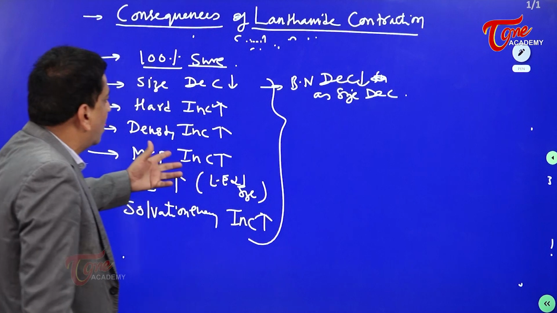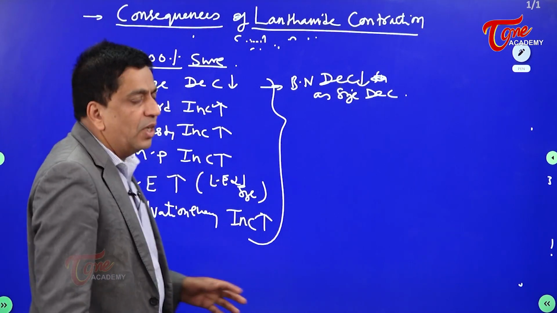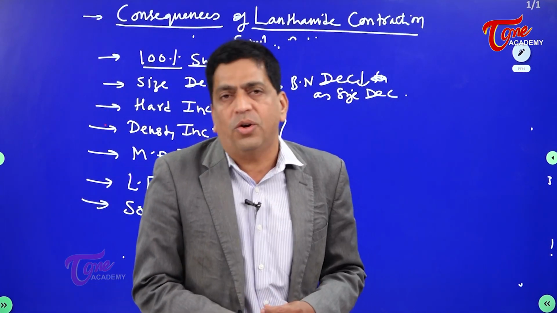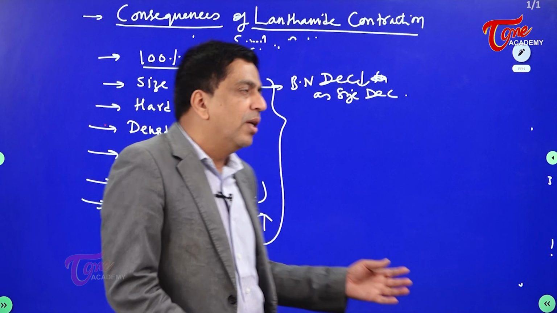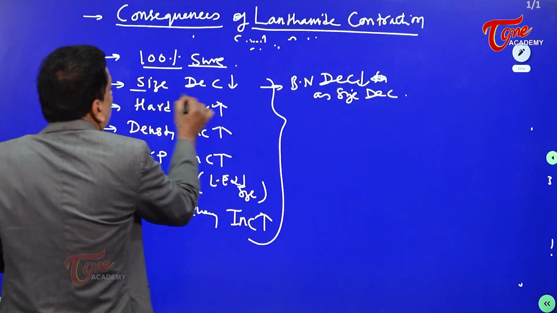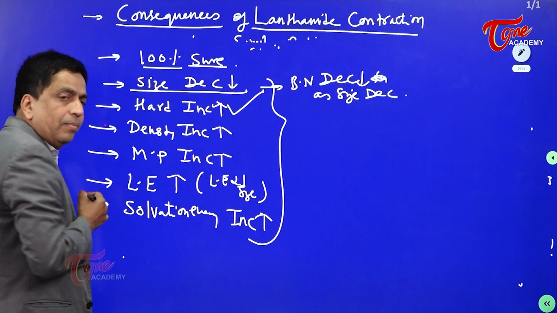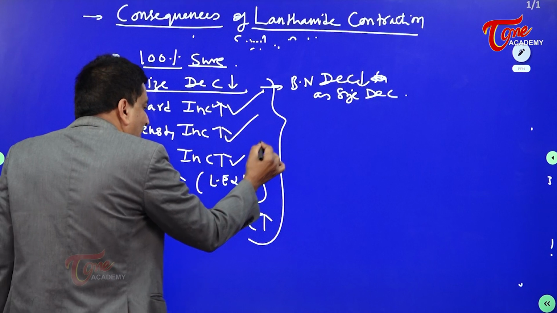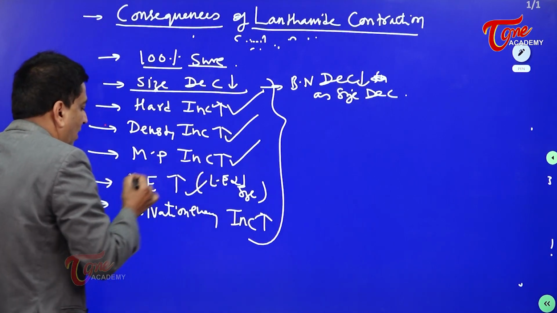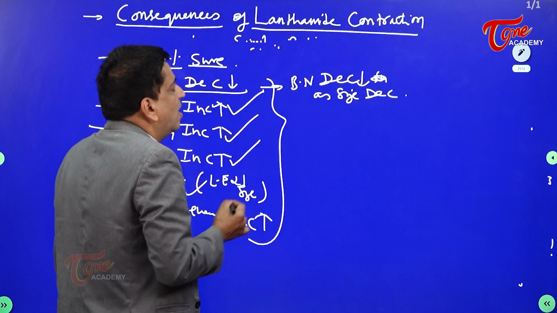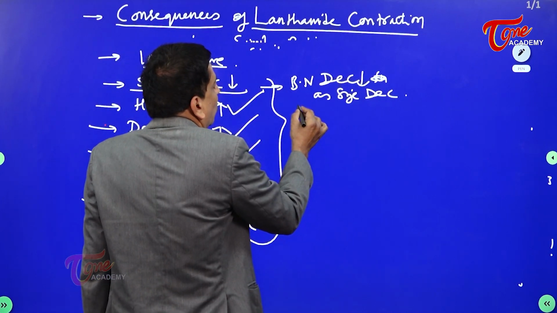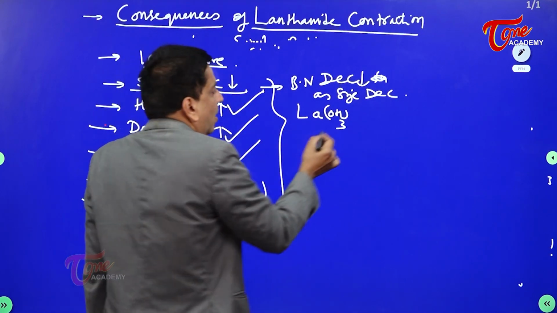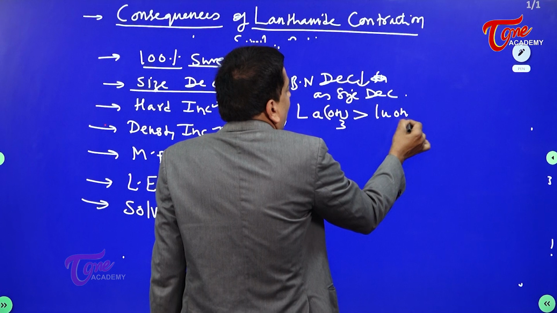So decrease, increase, increase, decrease is a confusion which you should be thorough in writing. The summary of all the lanthanoid contraction consequences I am writing for you. Just read it again. As the size decreases, hardness increases, density increases, melting points increase, lattice energies increase, solvation energies increase, basic nature decreases. So I can simply say lanthanum trihydroxide is a better base compared to lutetium trihydroxide.